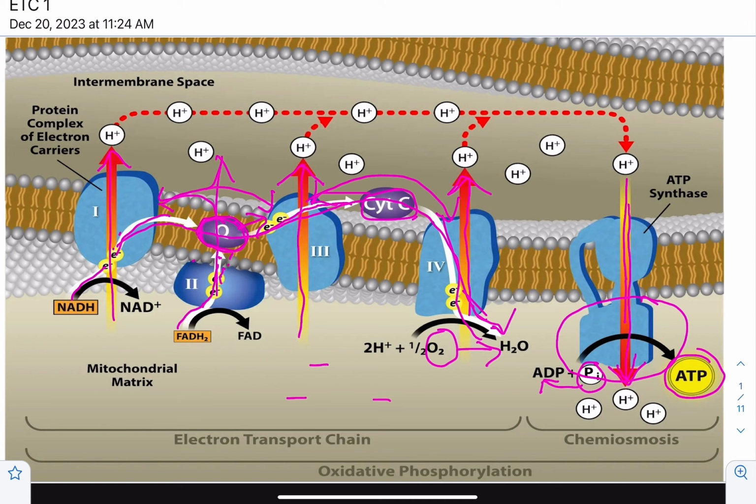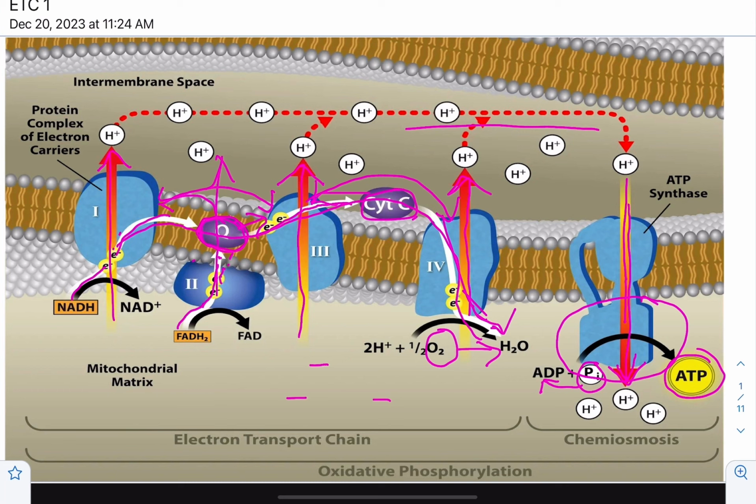That's why oxygen is the last electron acceptor. Oxygen is the last electron acceptor. And then it forms a bond with hydrogen again, makes more water.